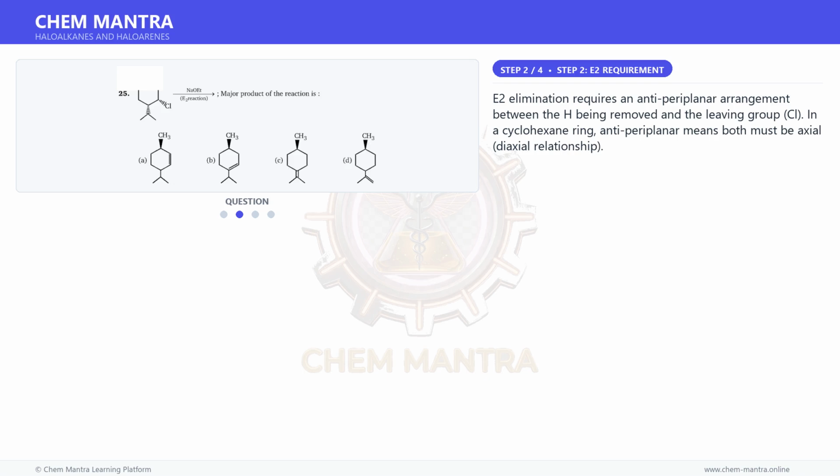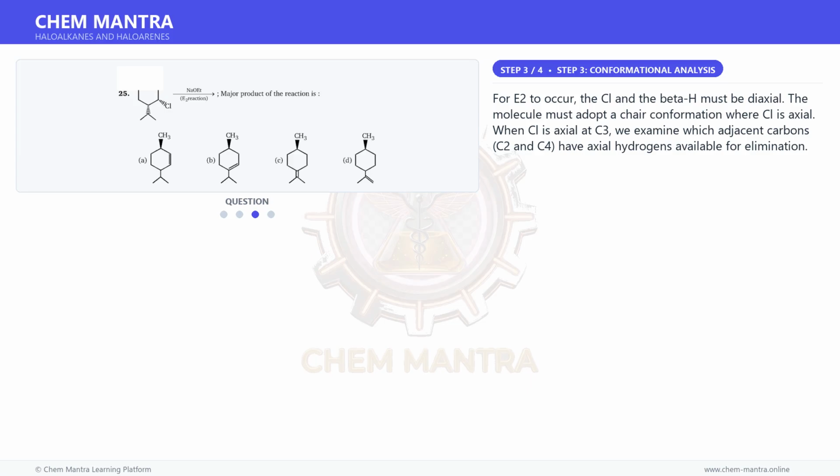Moving on to the next step. E2 elimination requires an antiperiplanar arrangement between the H being removed and the leaving group, Cl. In a cyclohexane ring, antiperiplanar means both must be in a axial-diaxial relationship. Moving on to the next step.